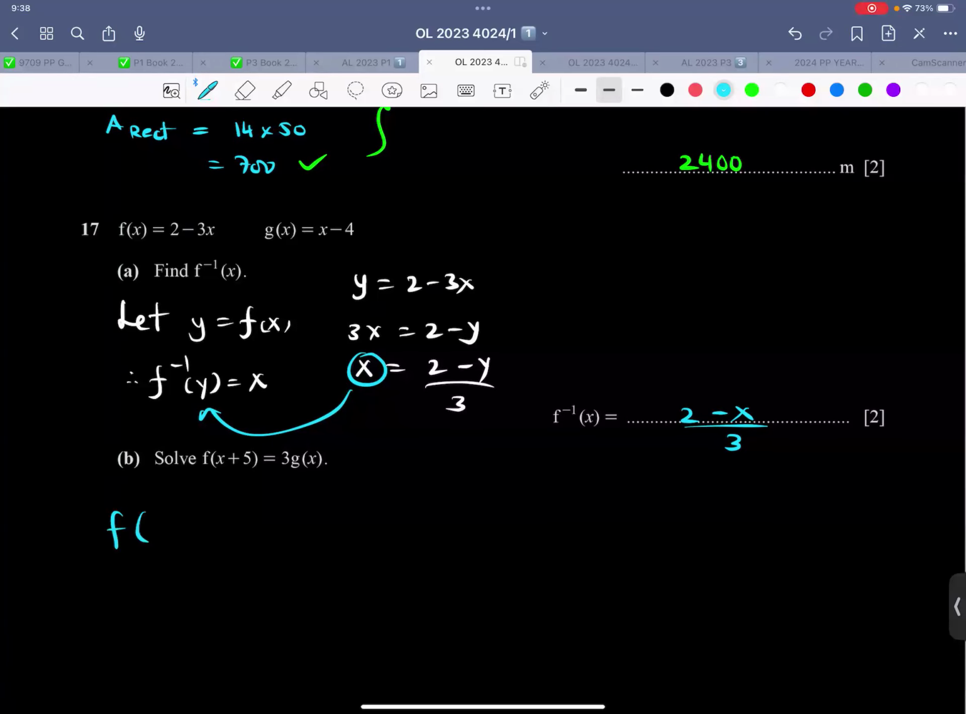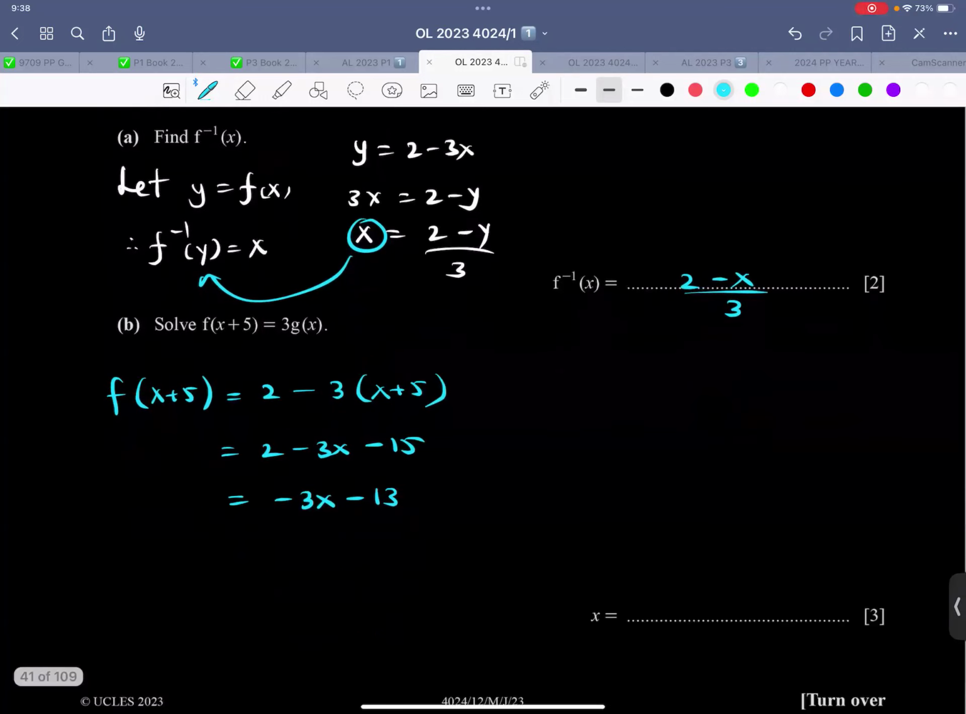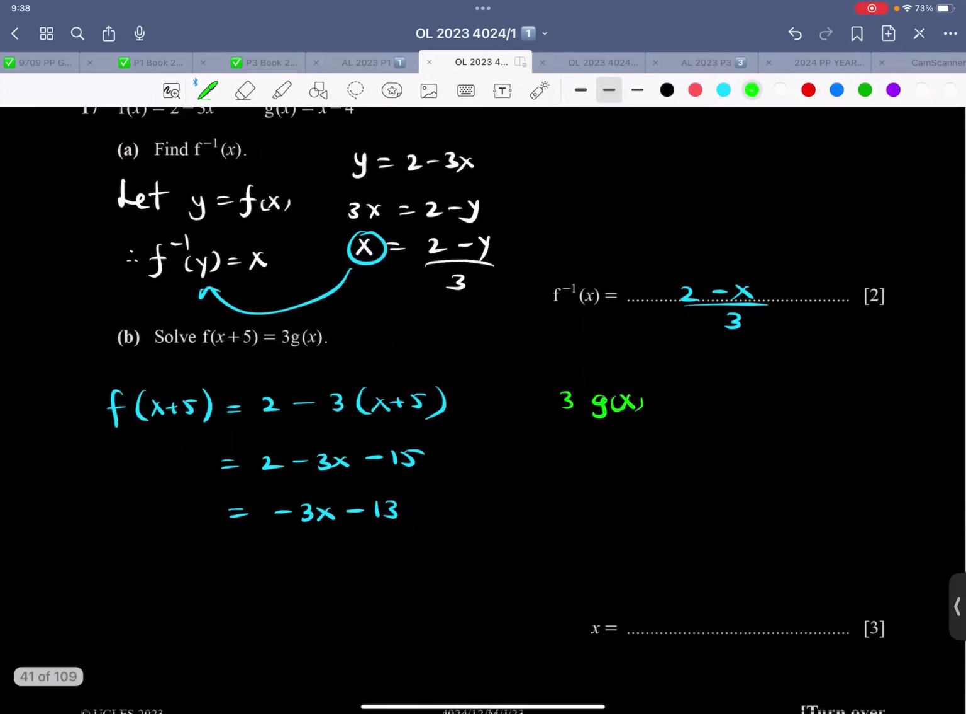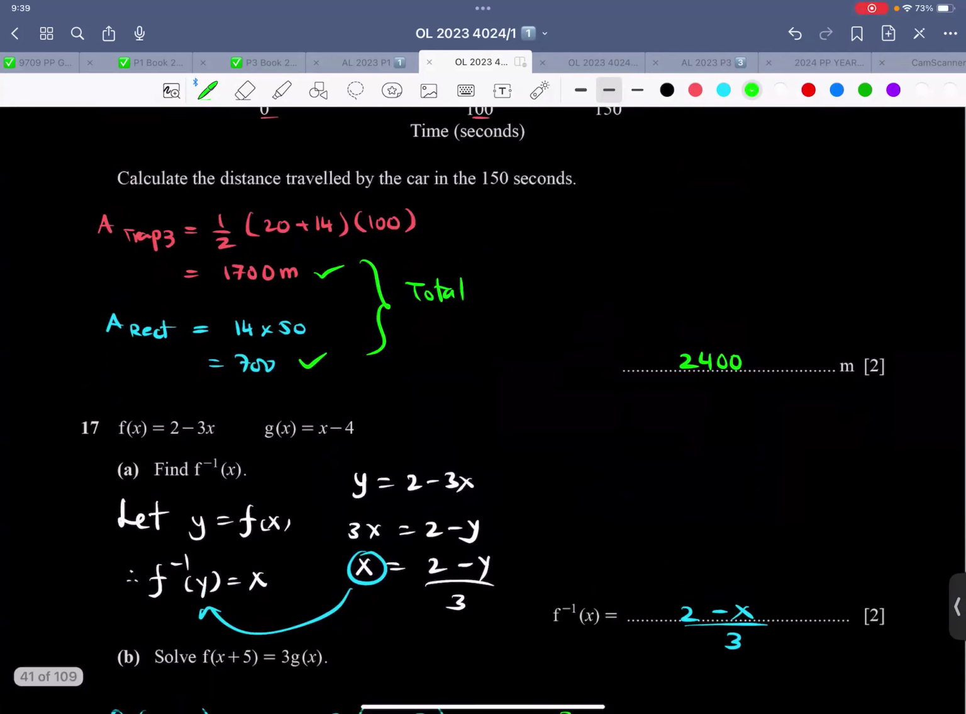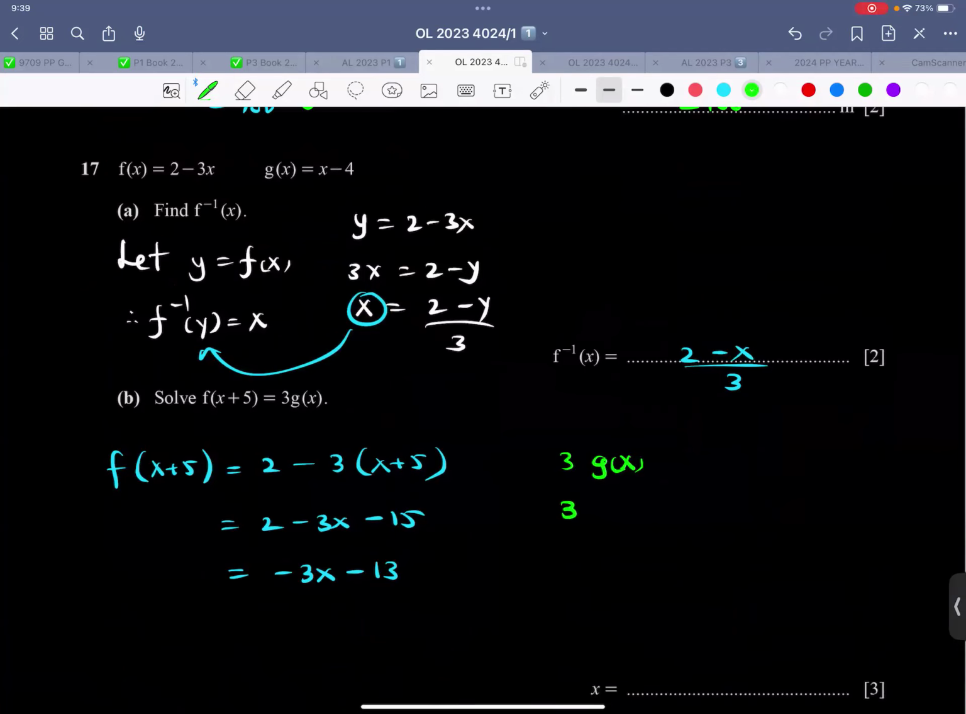f of x plus 5. First evaluate it: 2 minus 3 times (x plus 5). That is 2 minus 3x minus 15. That is minus 3x minus 13, which is f of x plus 5. 3 times g(x) is 3 times (x minus 4). That is 3x minus 12.